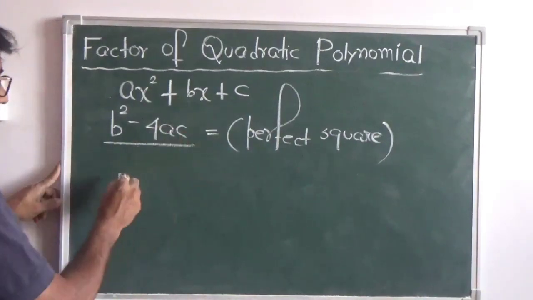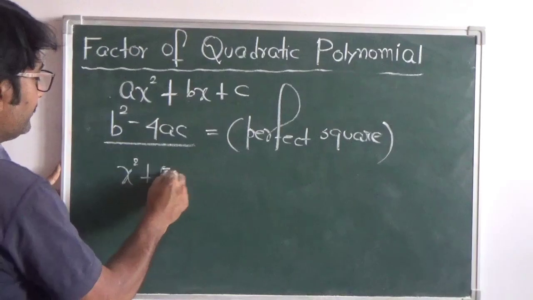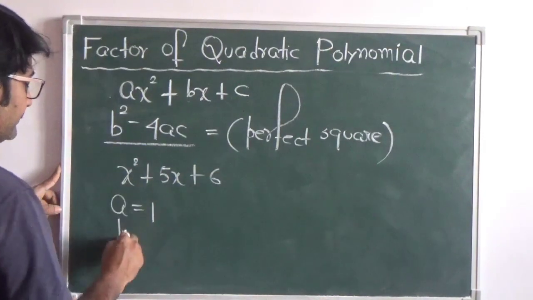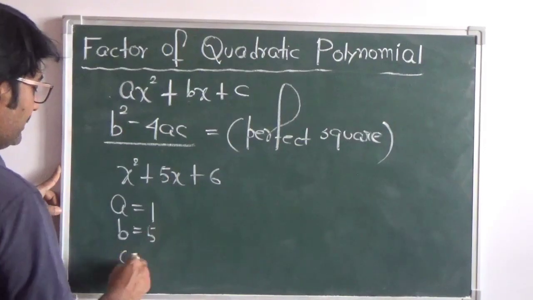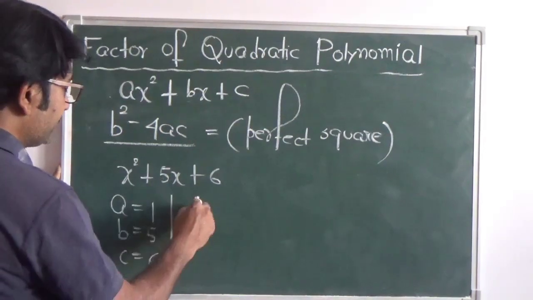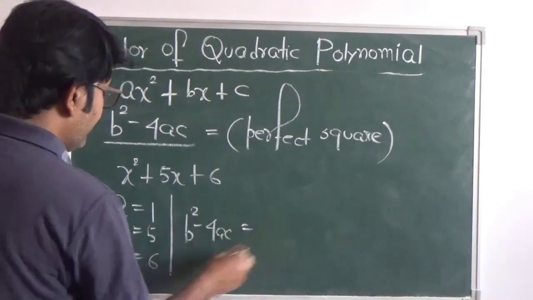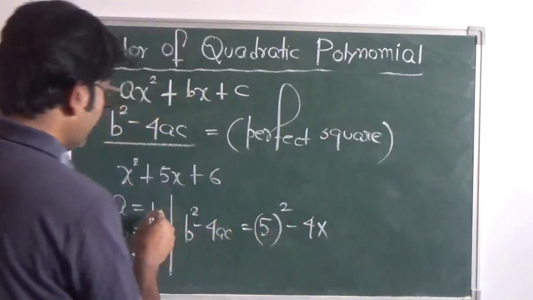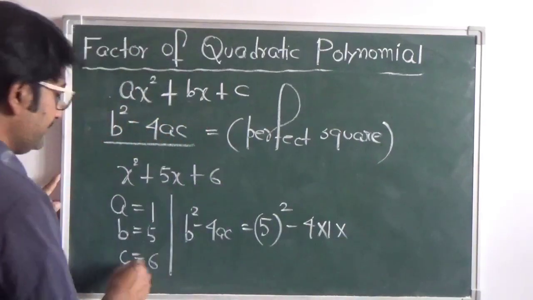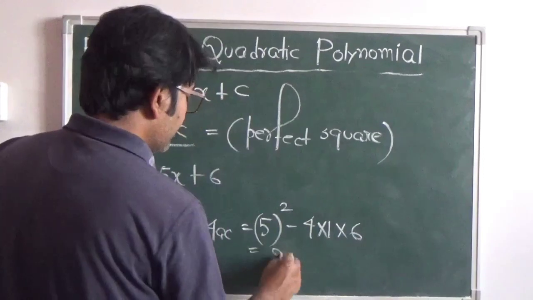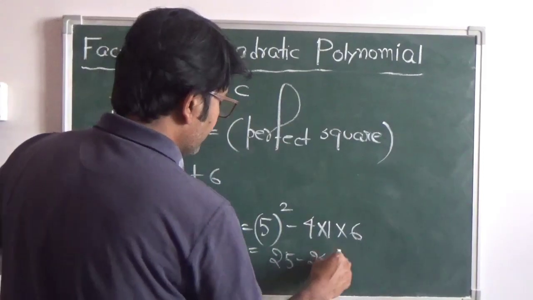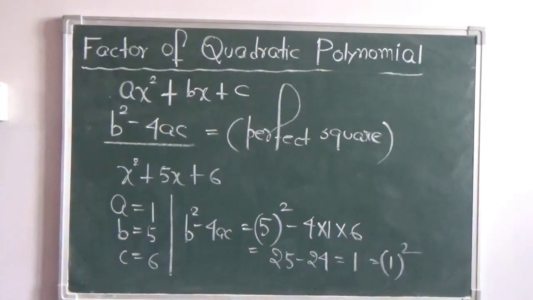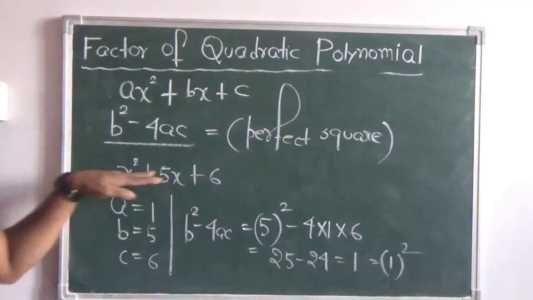Let us take the same example, x square plus 5x plus 6. So what is a? First you note down a is 1, b is equal to 5, and c is 6. So what is b square minus 4ac? b is 5, so you can write it as 5 square, minus 4, a is 1, into c is 6. So we have 25 minus 24, and this equals 1, which is a perfect square number. Hence, this expression can be factorized.